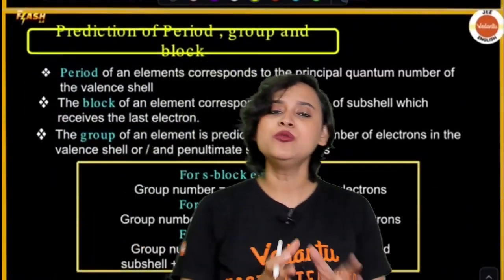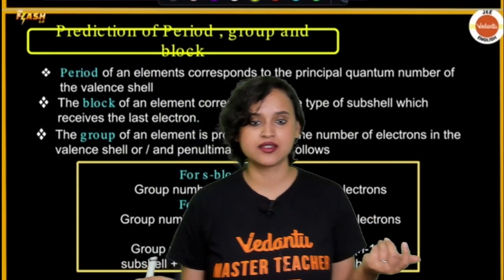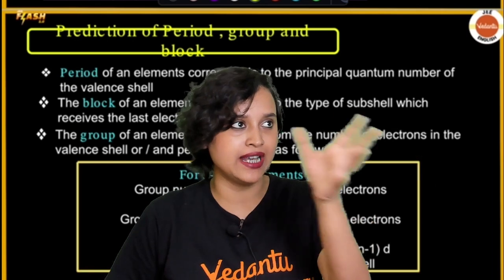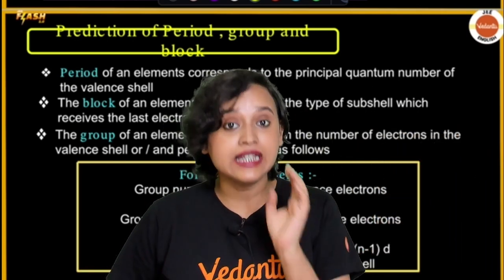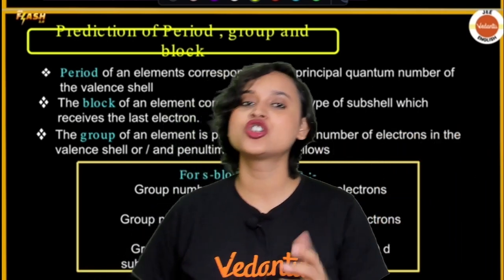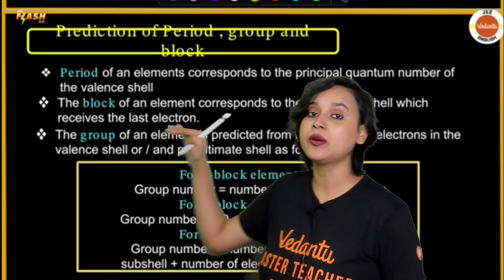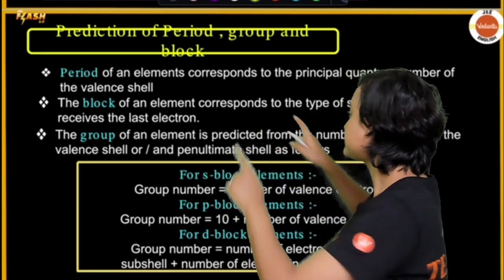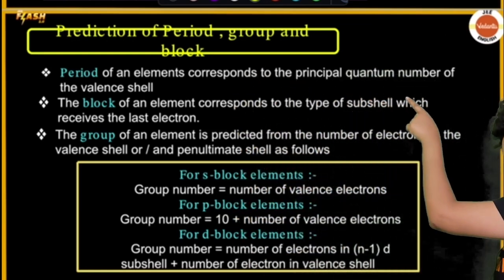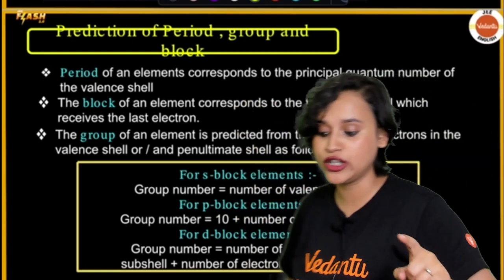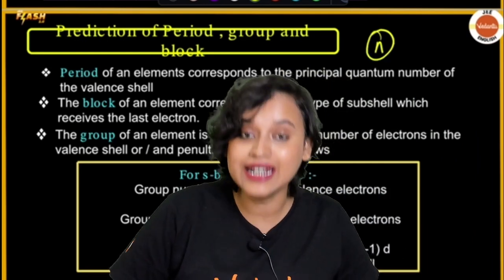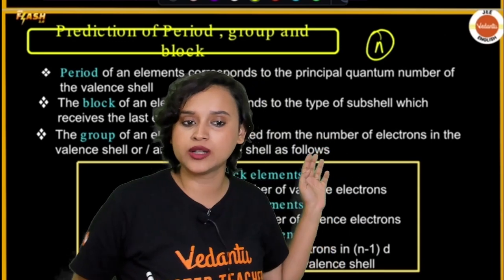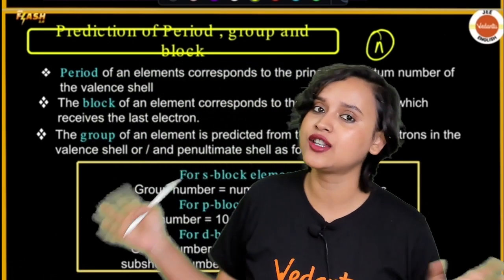Now you might get certain questions such as predict the period, or the group, or the block of an element that we have not discovered yet. These kind of questions do come, so please pay attention. How will you figure out the period of an element? You will correspond that to the principal quantum number, the n that we were writing. n denotes the principal quantum number, and that is your period.